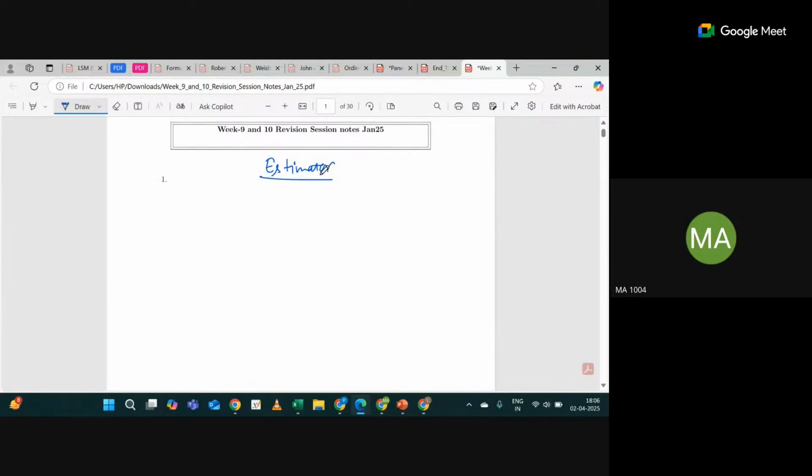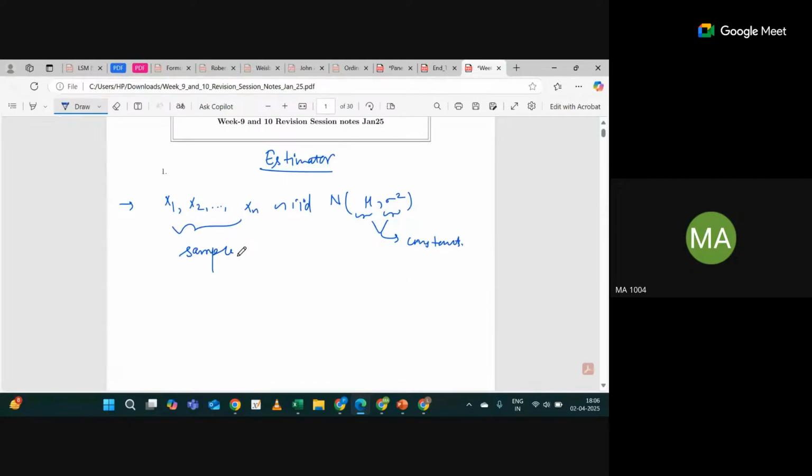So what is the estimator we have seen? Before this, let me start with something like this. Suppose we have x1, x2, and so on till xn. These are IID samples, let's say from a normal distribution with mean mu and variance sigma square, for example. You can see this mu and this sigma square are constants, because these are fixed values, correct? And this is your IID sample. So what is the estimator? If I would like to write the definition of an estimator, it is nothing but a function of the samples.